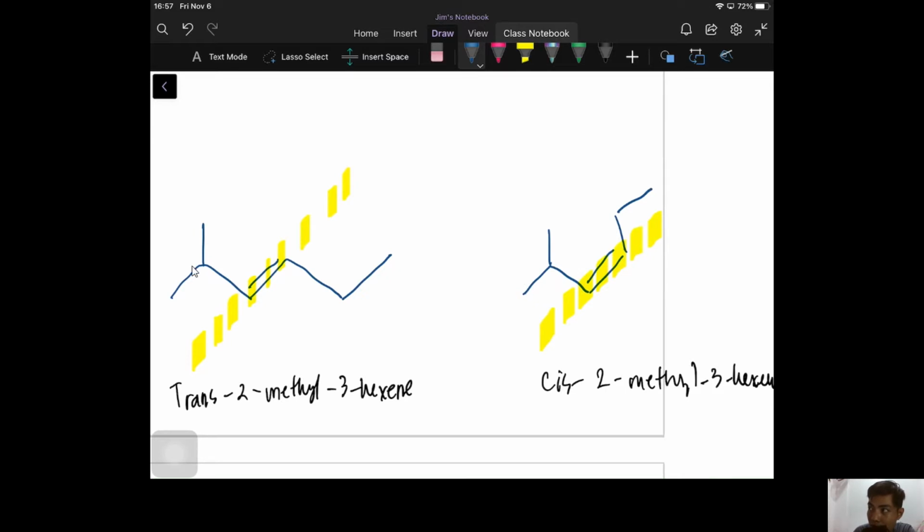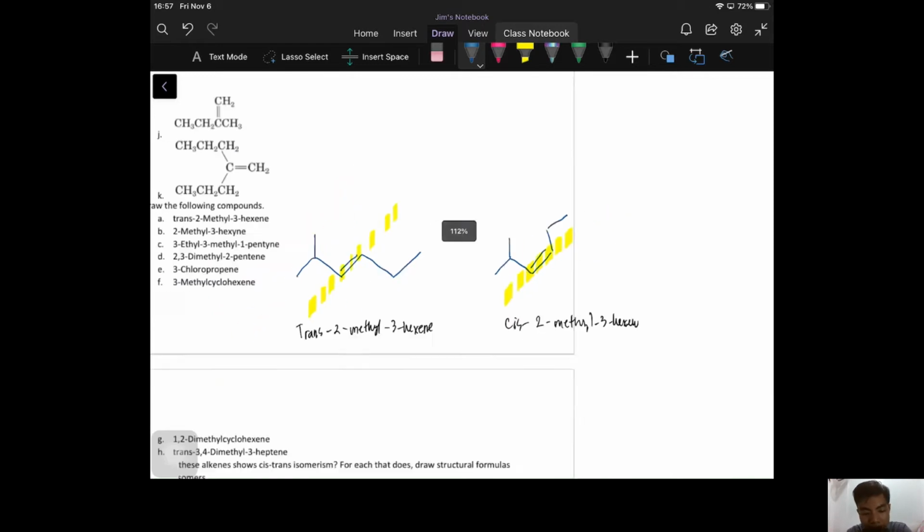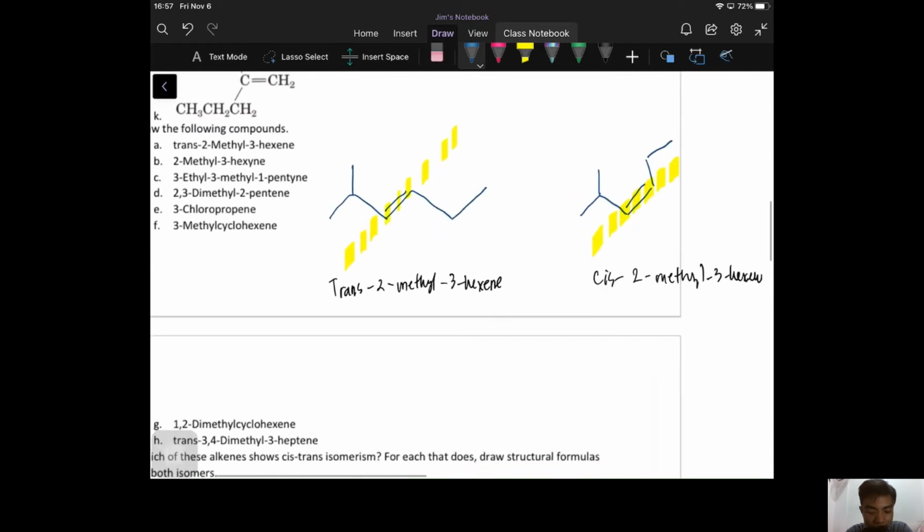Pag trans, nasa opposite side ang priority. Kapag cis, on the same side. Pwedeng parehas na sa taas, pwede rin parehas na sa baba. Okay? Kuha pa tayo ng mga names dito.